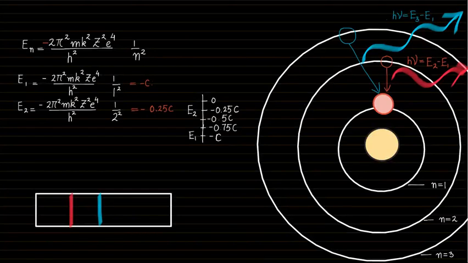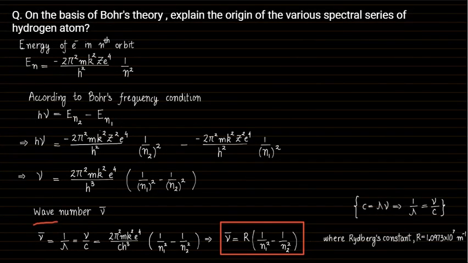So up till now, we have derived the energy expression for the electron in the nth orbit. This is the energy expression. After this, we have derived the wave number. The wave number for the transition from a higher orbit n equals 2 to a lower orbit n equals 1. So this expression is for your wave number, and this term R represents your Rydberg constant, whose value is 1.0973 times 10 to the power 7 meter inverse.